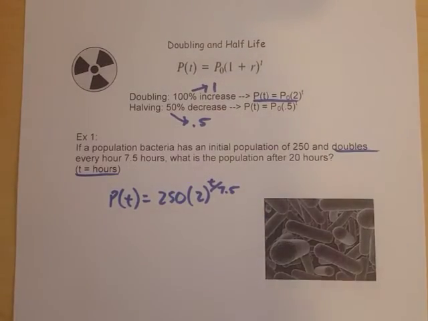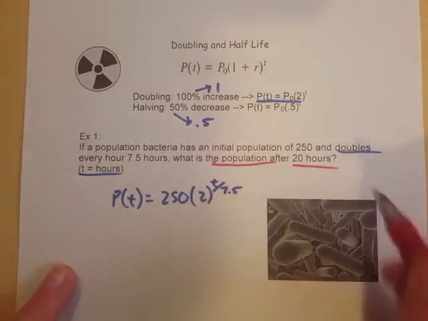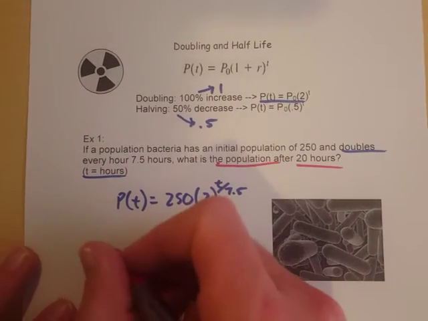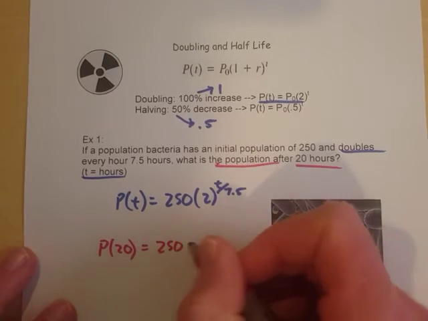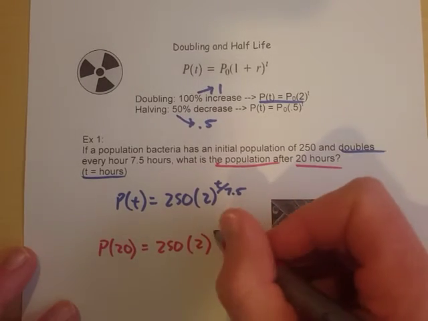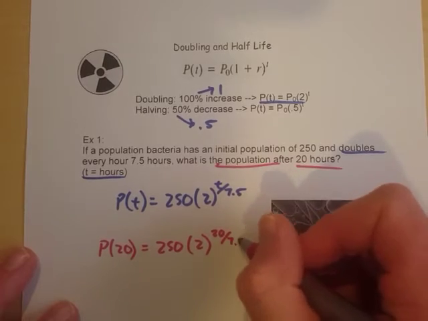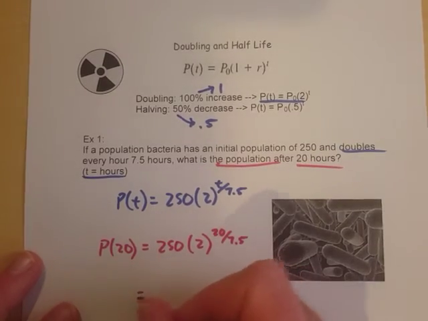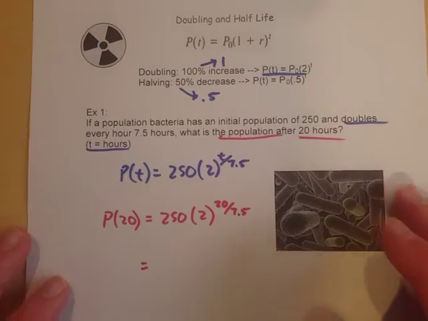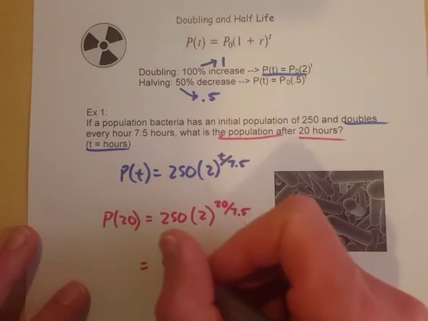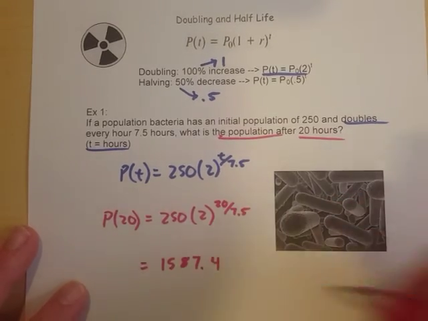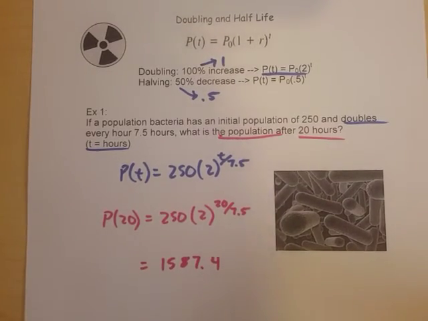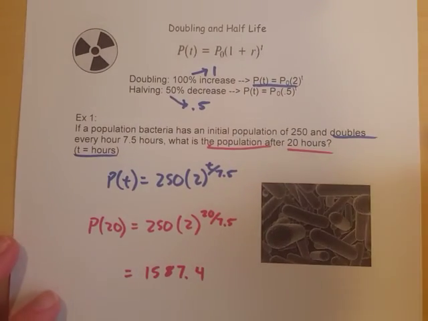Now, once we have this function taken care of, it wants to know what is the population after 20 hours. So the only thing we really need to do there is just plug in 20. So 20 hours, 250 times 2 to the 20 over 7.5. And if you punch that into your calculator, then just let the calculator do the work. In this case, you're going to get about 1,587.4 bacteria in this population. So that's the first example for doubling and half-life.